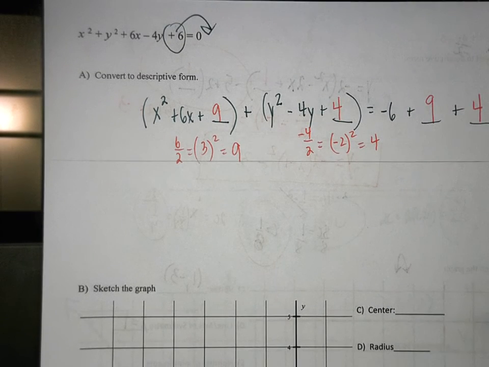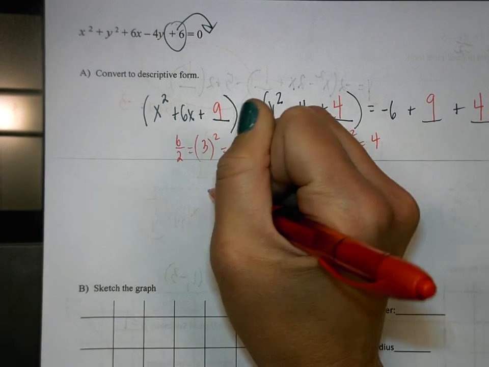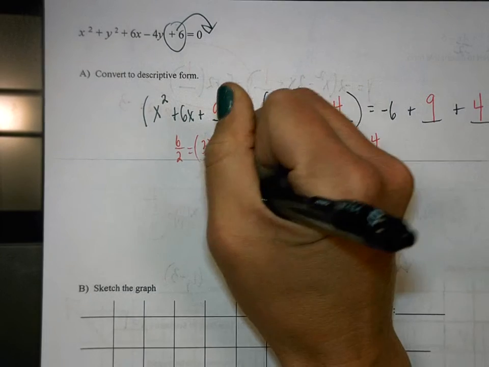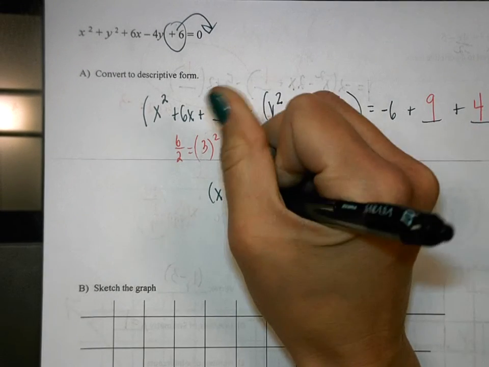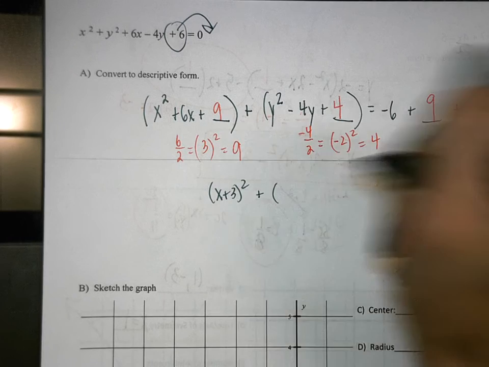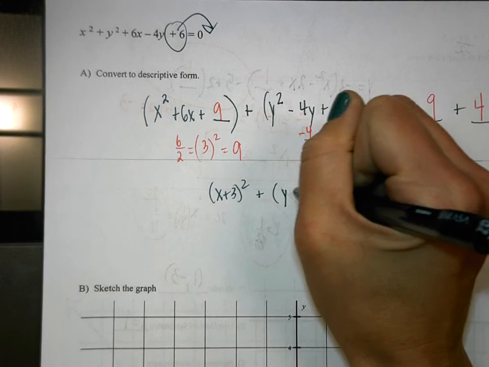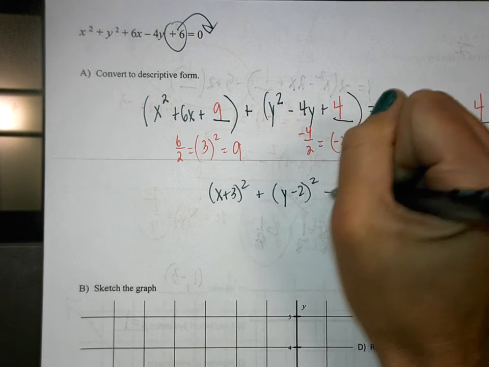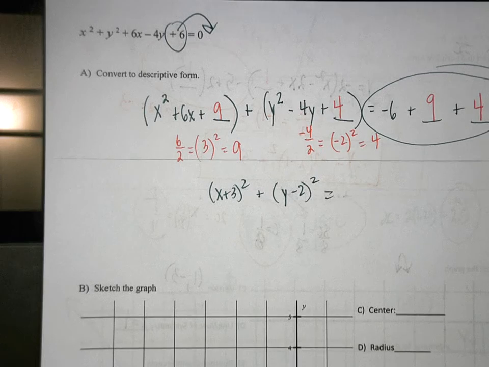My x as a square will be x plus 3 squared, plus my y will be y minus 2 squared, equals, and we combine all our terms there and we get 7. Okay.